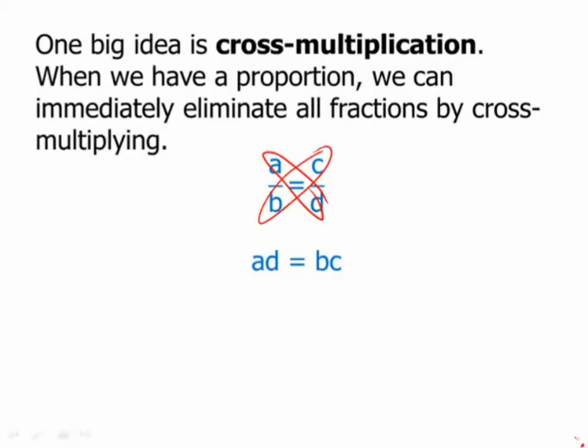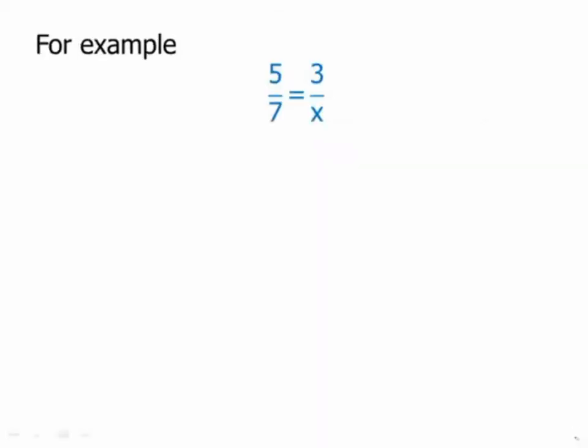That's cross multiplying. So for example, this is a very powerful problem solving tool. If I want to solve for x, I just cross multiply, and then I get an ordinary algebra equation. I could just divide by 5 and find the value of x.